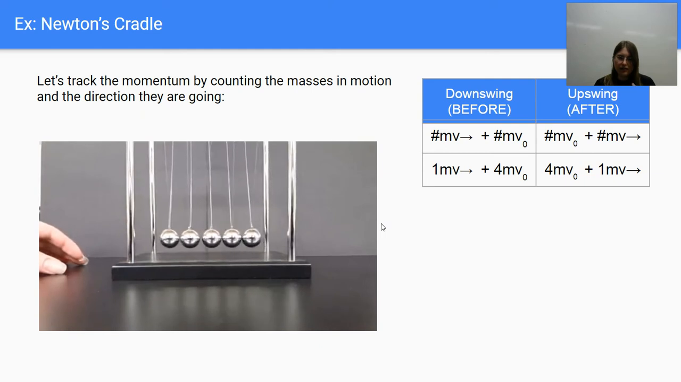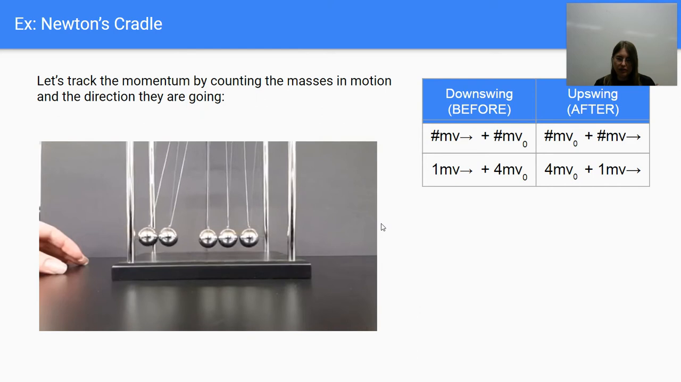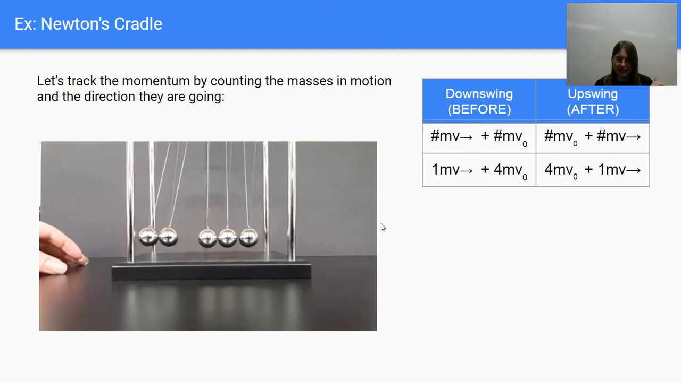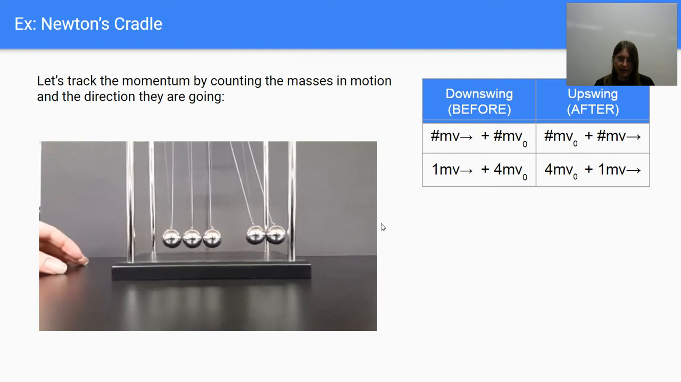So 2 masses are swinging down and 2 masses are swinging up. 2 and 2. Okay, 2 stay in motion, 3 of them remain still. There's always 3 still. Watch it, 3 remain still. How bizarre.